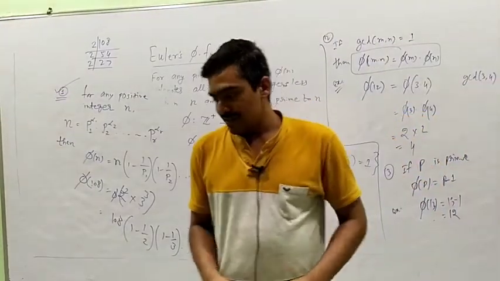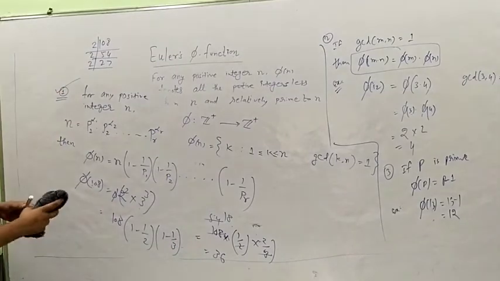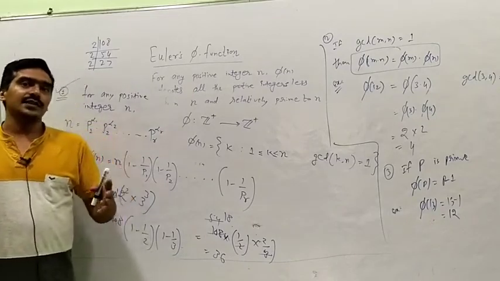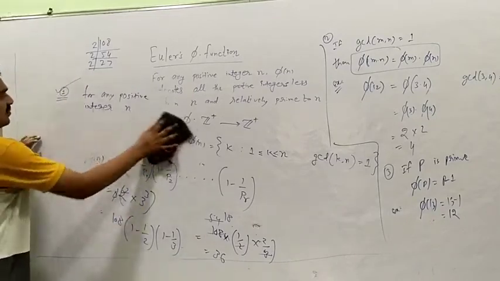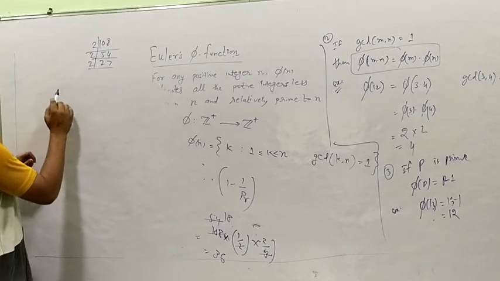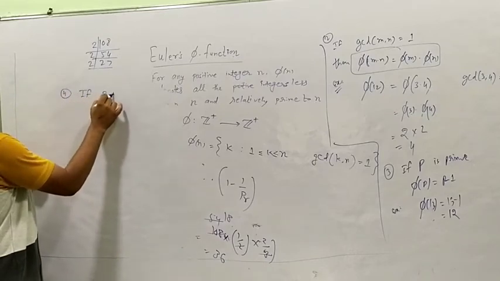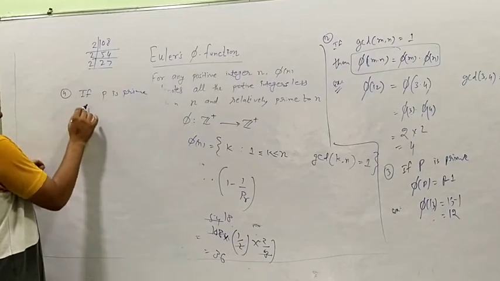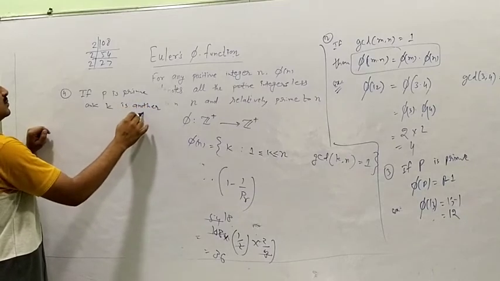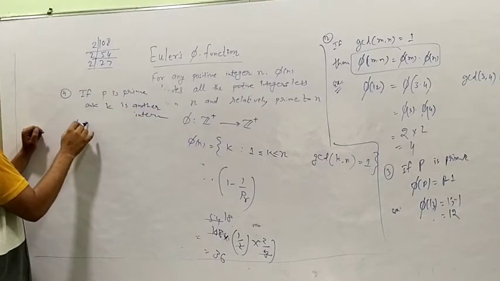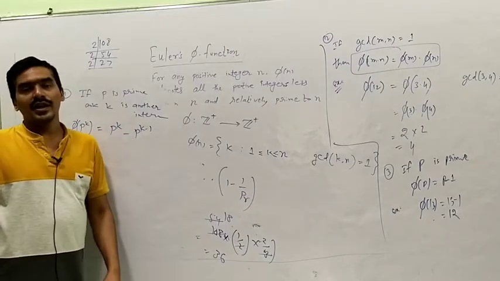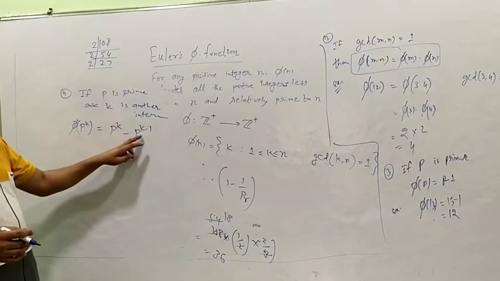So the next formula is, if you have any doubt you can freely ask in the comment section. Fourth formula: if P is a prime integer and k is another integer, then phi of P raised to the power k is equal to P to the power k minus P to the power k minus 1.